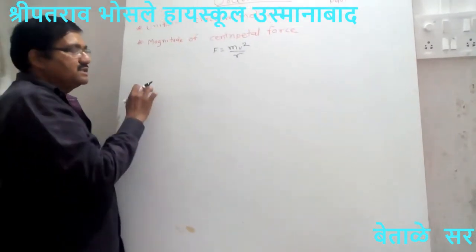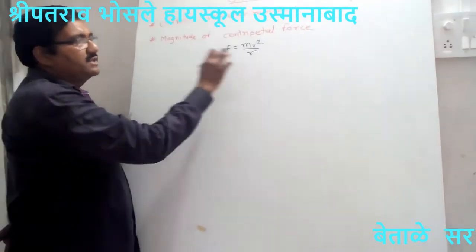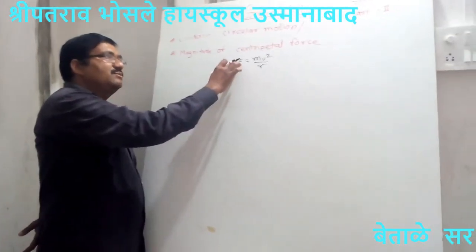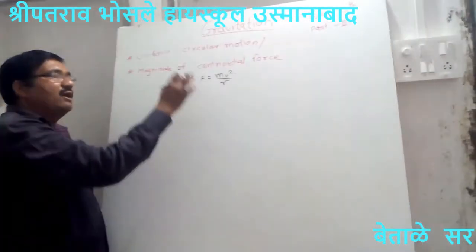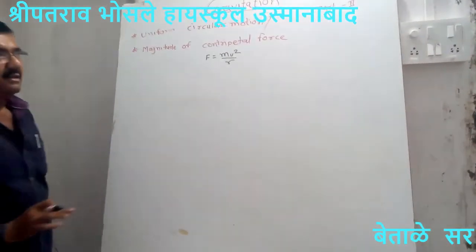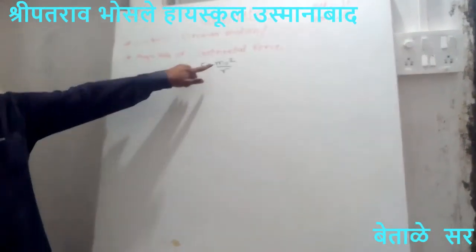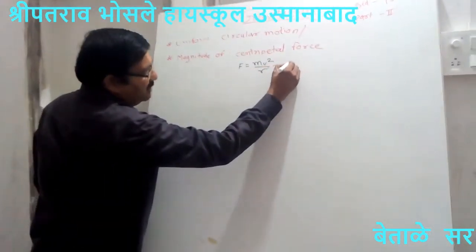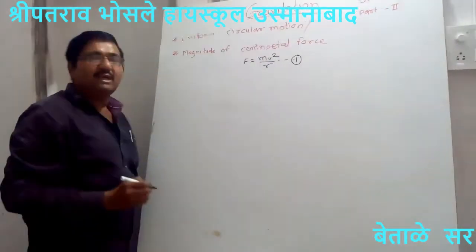At that time the distance between the Sun and that object is r, and the centripetal force on that planet is also mv square upon r. This is the force, that is, F is equal to mv square upon r. This is equation number 1.